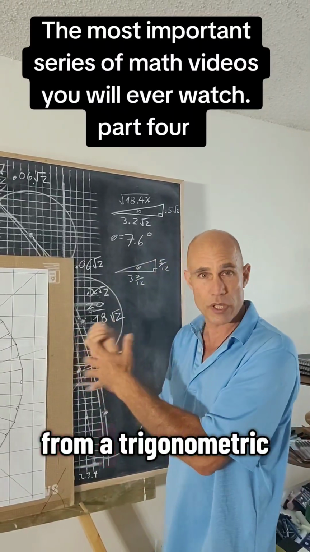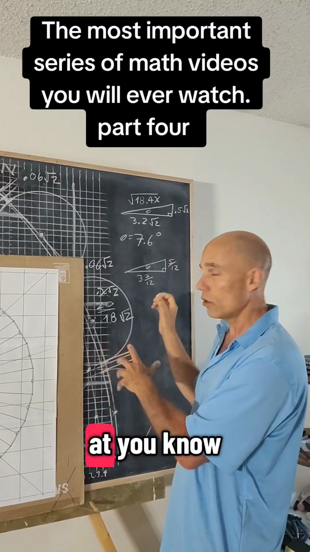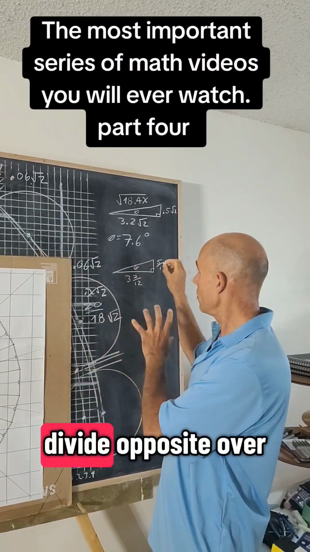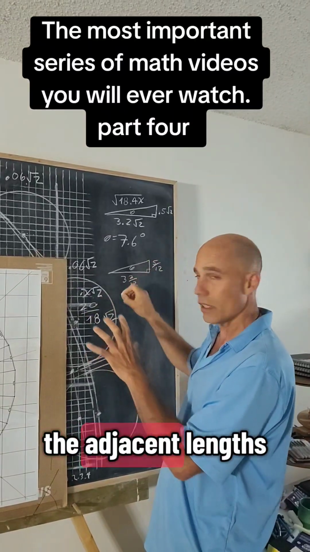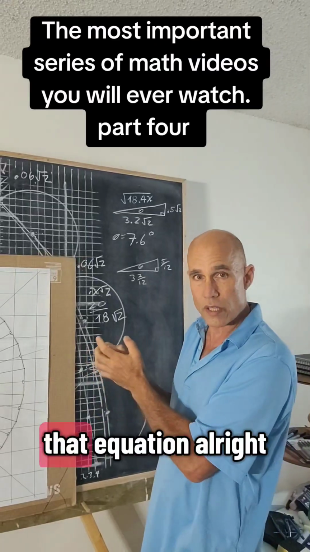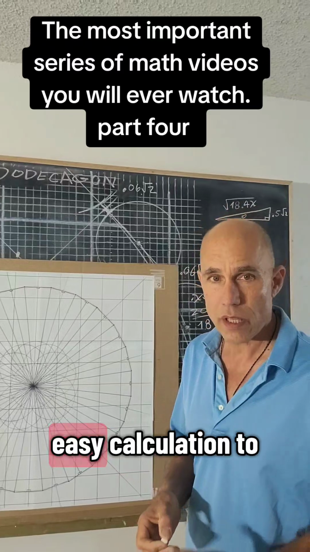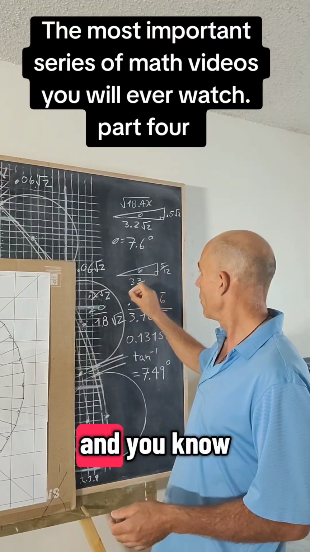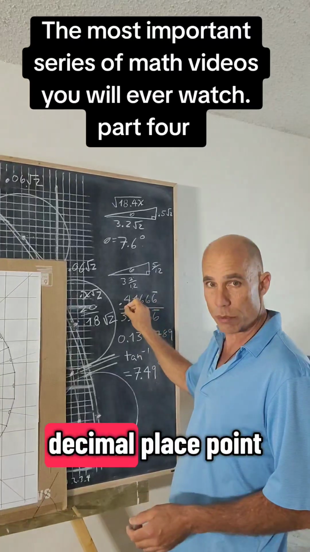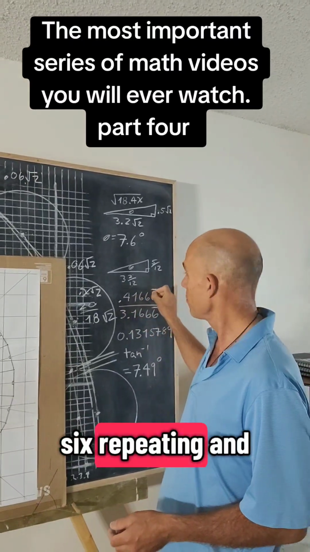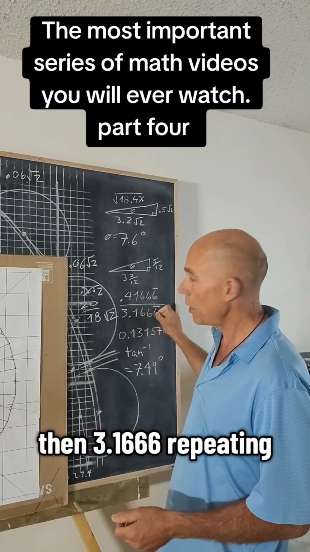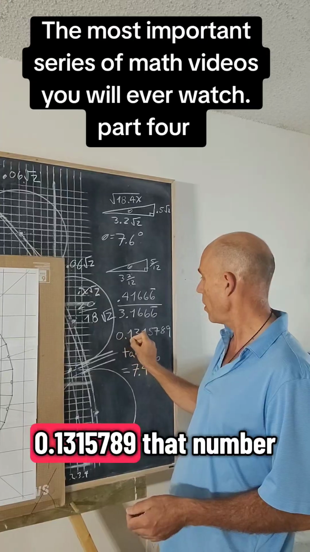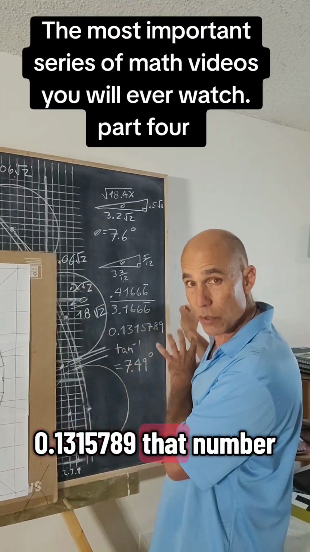So we're going to look at this from a trigonometric point of view. We're going to use SOHCAHTOA and trigonometry and find the arctan of theta. We're going to divide the opposite over the adjacent lengths and see what the answer is. It's a pretty easy calculation to make with our base 10 calculator. We simply divide 5 by 12 and 3 and 2/12 by 12. We get 0.41666 repeating, and then 3.1666 repeating. So we divide the top by the bottom, and we get an answer of 0.13157889. That number goes on.